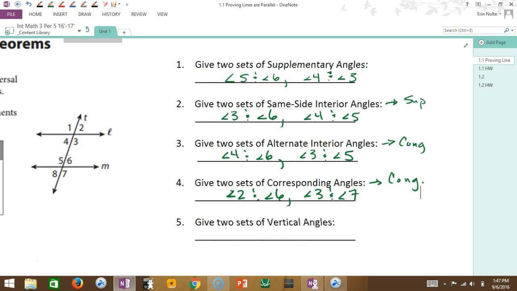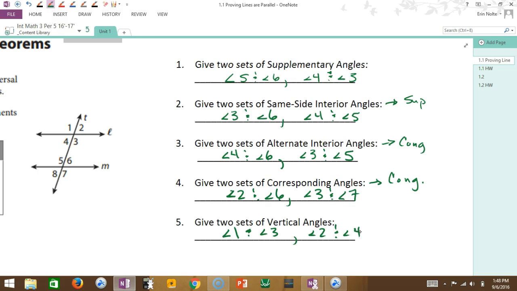Saray is exactly right. 1 and 3. 2 and 4. Yes, 2 and 4. They're kind of like opposite, right? They're on the other side of that line. Can somebody give me a relationship between vertical angles?